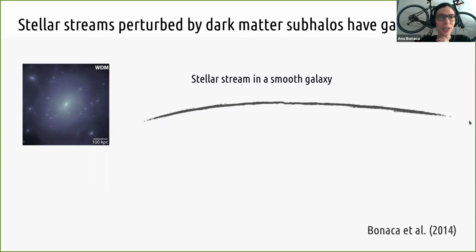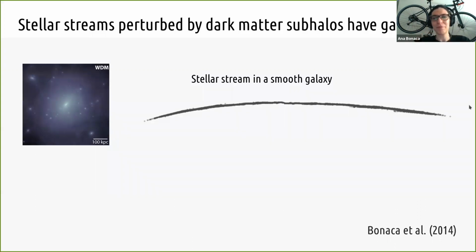But by and large, a stream that has evolved in a smooth galaxy, such as the one we would expect in something like a warm dark matter scenario, should look pretty thin and regular, and to a good approximation be one-dimensional structures in this six-dimensional phase space.